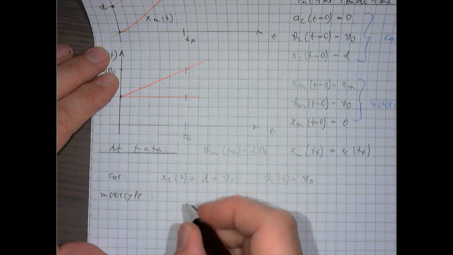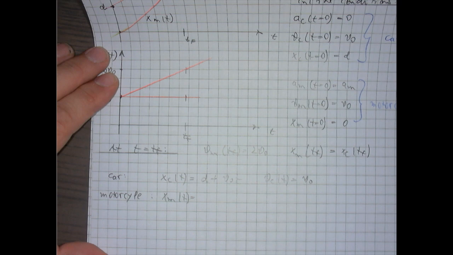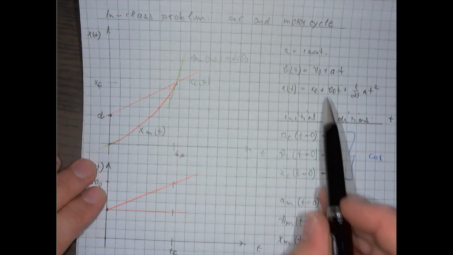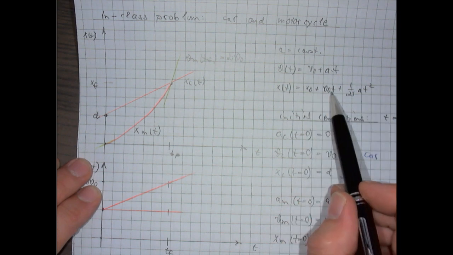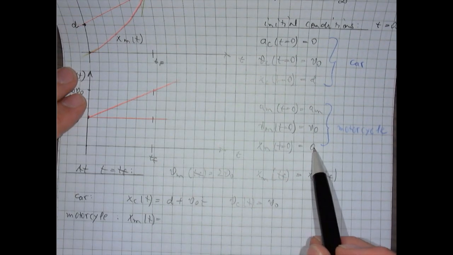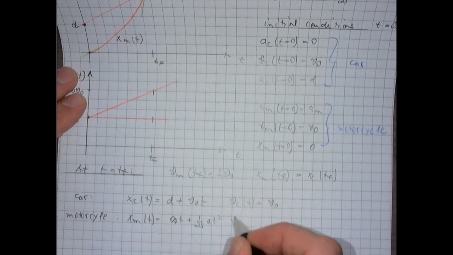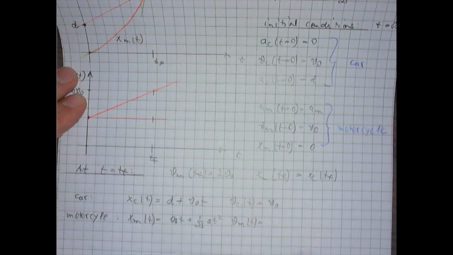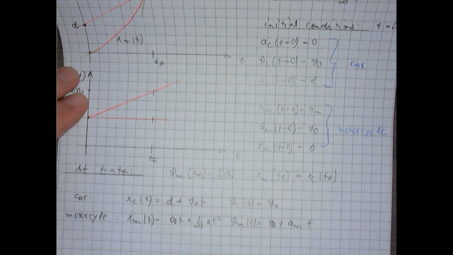Now let's come now to the motorcycle. x_m of the motorcycle is now, again we go back to our constant acceleration model, x0 plus v0 t plus a half a t squared, but now the initial location is 0 by choice, initial velocity is v0, and the acceleration is a_m. So therefore we have v0 t plus a half a_m t squared, and the velocity of the motorcycle equals v0 plus a_m times t.